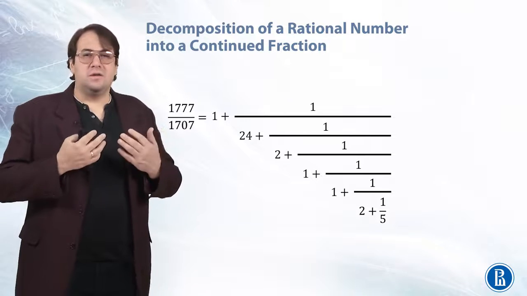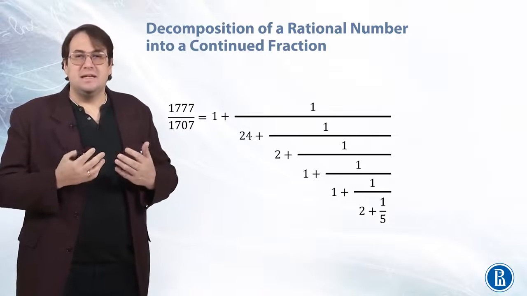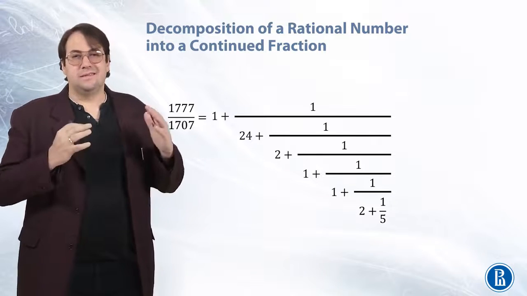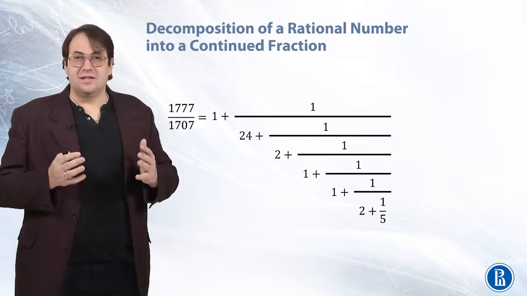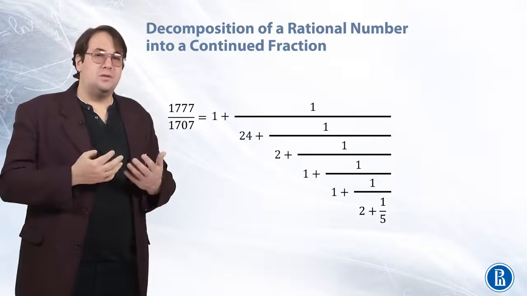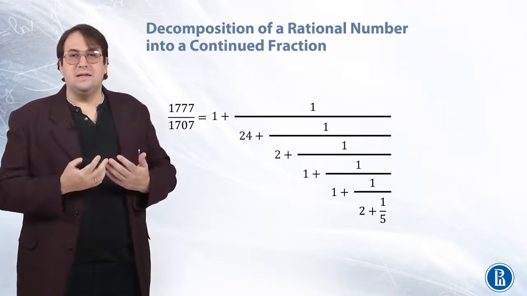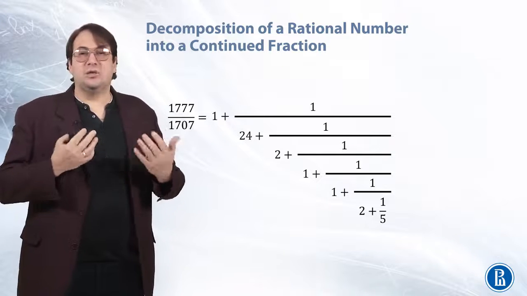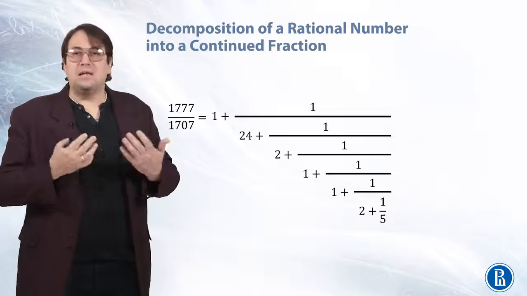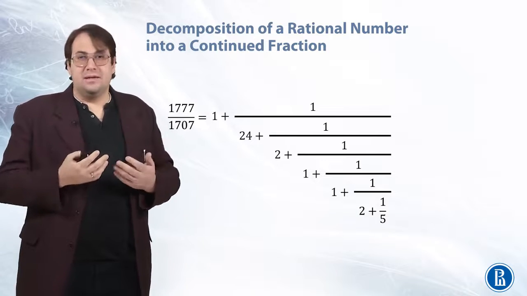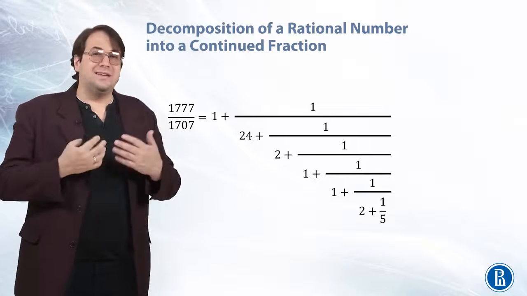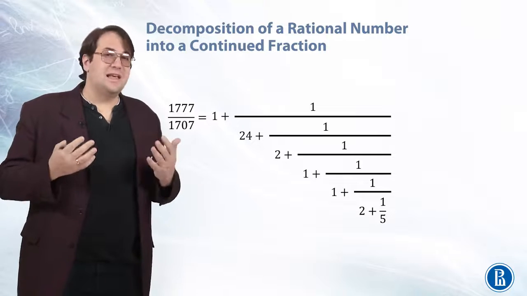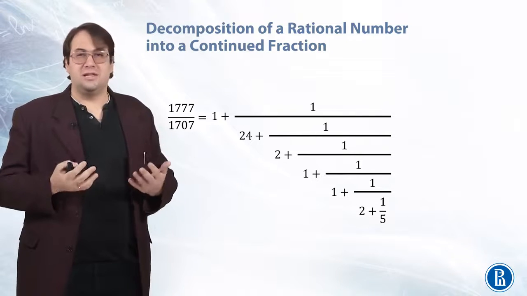So all rational numbers can be decomposed into a finite continued fraction, because this procedure we've done a few seconds ago is actually the Euclidean algorithm. And we know that the Euclidean algorithm is finite, so the continued fraction is also finite. I mean the continued fraction that corresponds to a rational number.